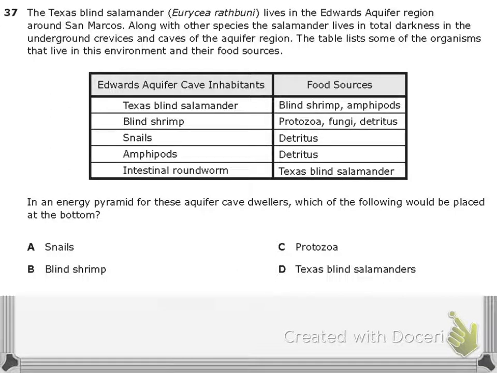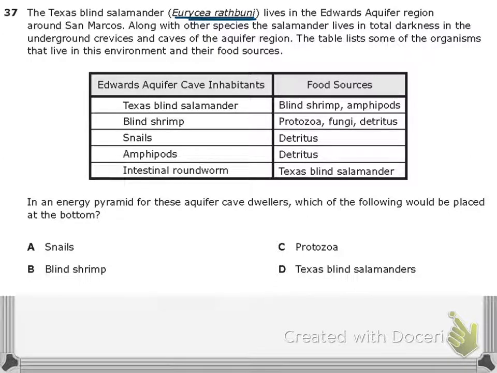Number 37. Before we start, I just want to point out that these two words here after the name of our Texas blind salamander are the scientific name of the Texas blind salamander. Because I don't see scientific names anywhere else in my question or in my answer choices, I'm going to assume that I don't need that information.